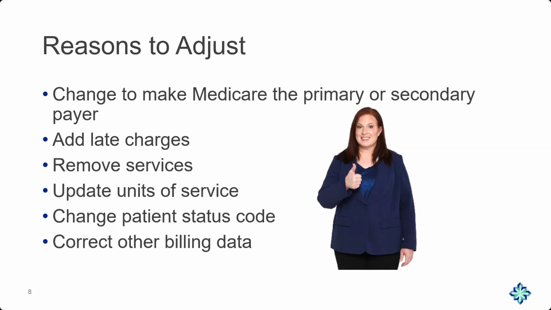A change in patient status would be another reason to initiate an adjustment. Maybe a patient was discharged to home, but it was later discovered that the patient was transferred to another facility. Or maybe it's been reported that the patient was transferred to a skilled nursing facility, but they ended up going to an inpatient rehabilitation facility. So adjustments may have to be done in order to make those corrections.